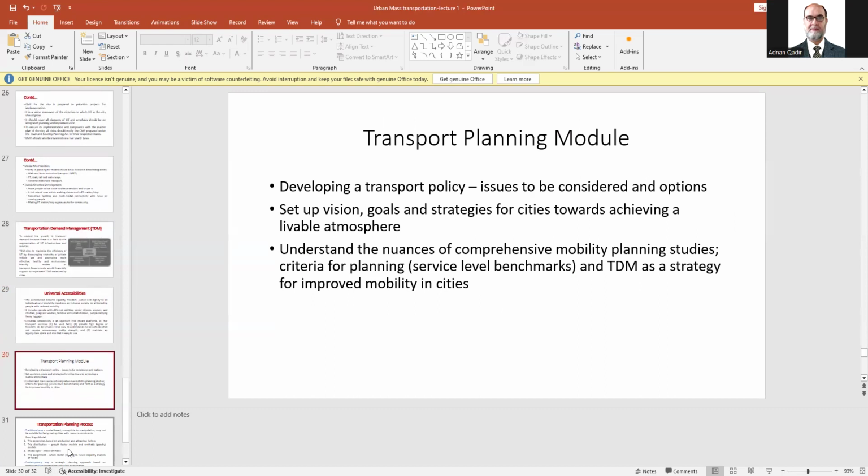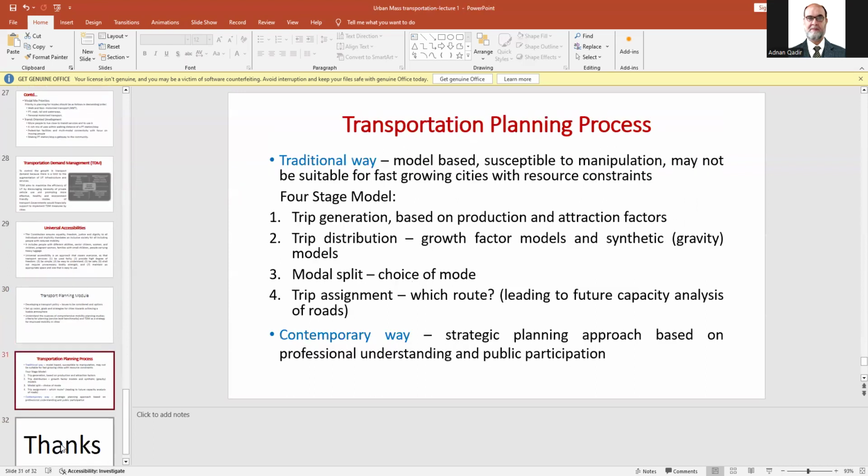Another aspect within urban mass transportation is the transport planning module. We have to develop a transport policy, issues to be considered, set up vision, goals, and strategies, understand the notion of comprehensive mobility planning, criteria for planning, setting service level benchmarks, and TDM as a strategy for improved mobility in cities. The traditional way of transportation planning is the four-stage model: generation, distribution, modal split, and assignment. All will be explained in detail in later parts of this course. That's why I'm restraining myself from explaining it right now.